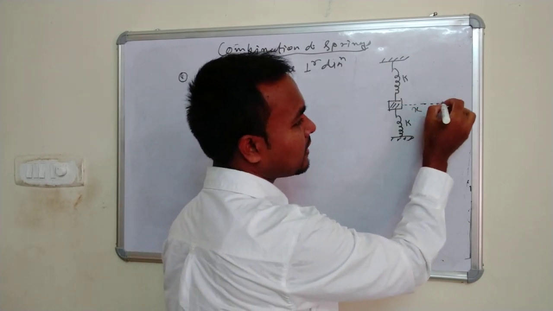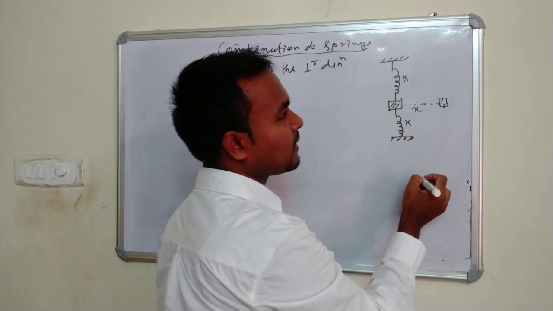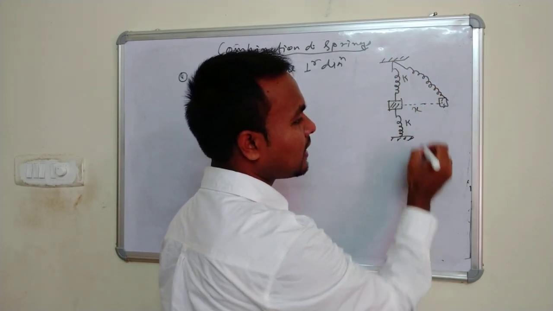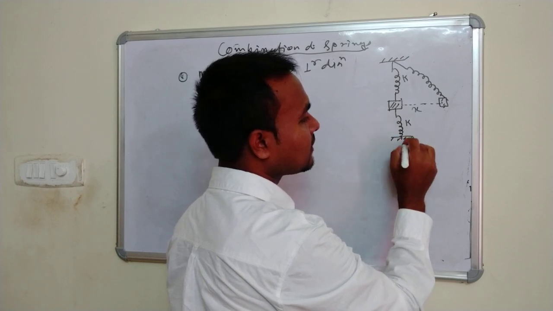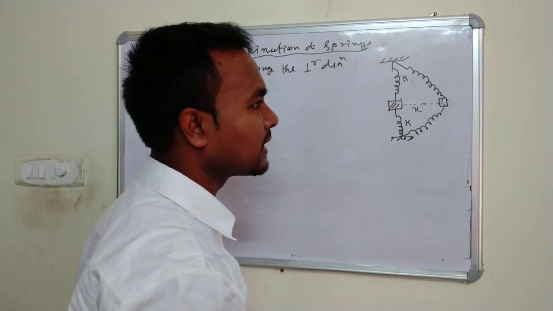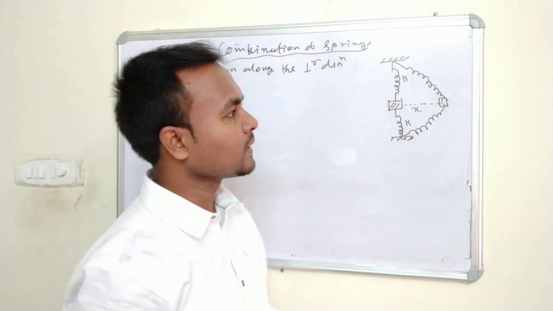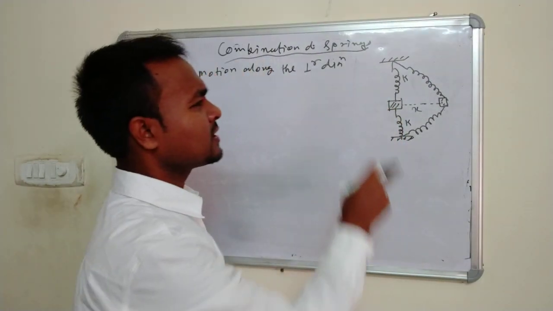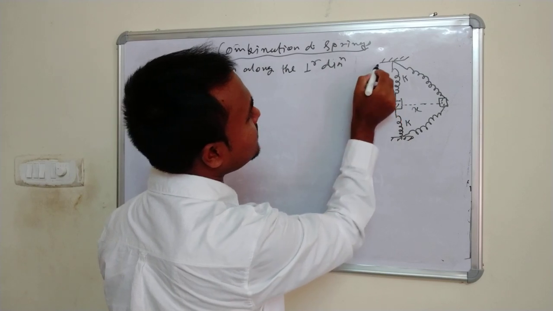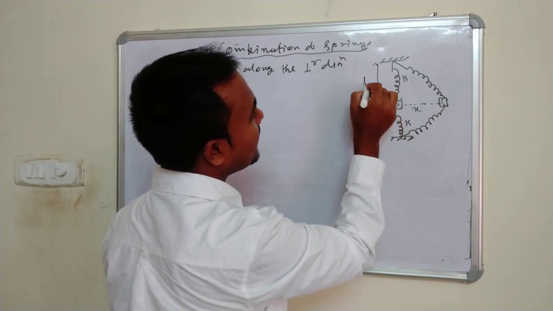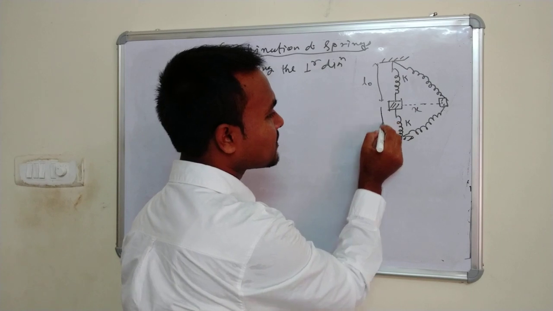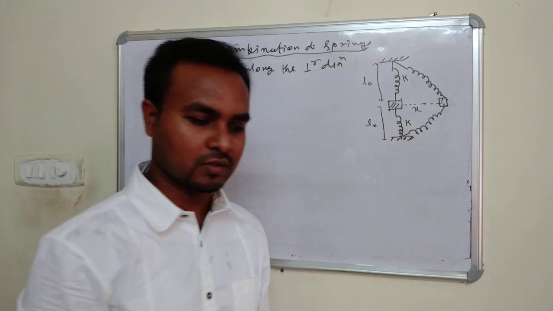When the bob is here, then this spring will be like this, and this spring also will be like this. Clear? Okay? This spring will be like this. Initially, let us take the length of this spring, from here to here. The length of this spring is suppose L0. Clear? So both springs have the same length, L0. Clear?